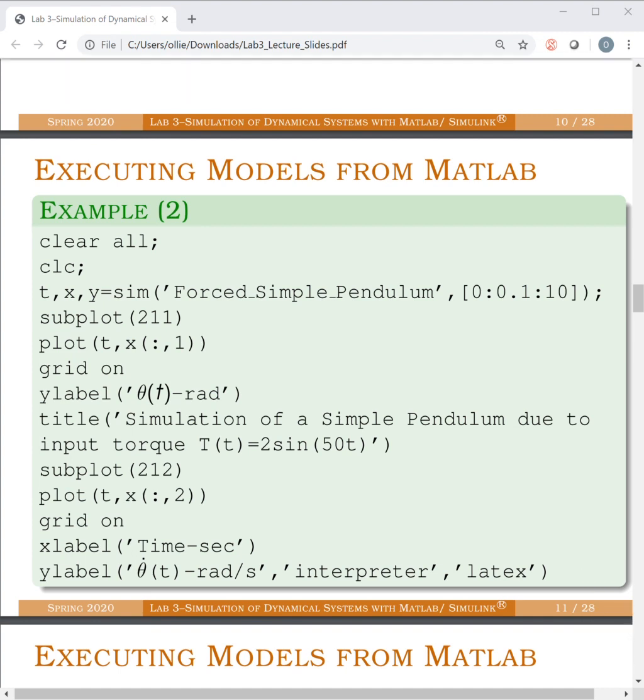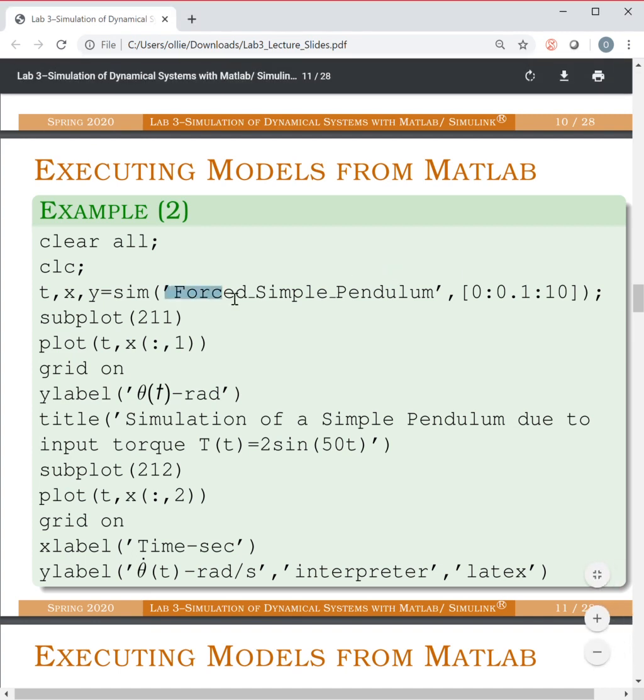You might also need to add underscores. Here you see forced simple pendulum. It might copy and paste without these, right? These guys in between forced and simple, right? You need to make sure those are in there.